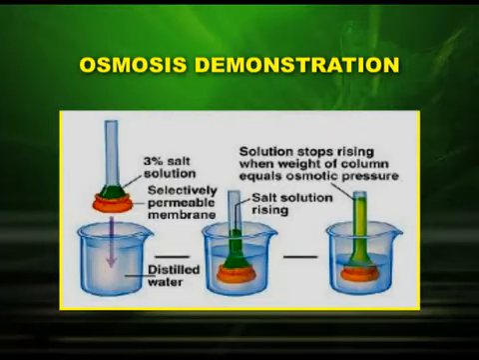Next, we can have another osmosis demonstration in the following diagram. Here you can see distilled water, and there is a 3% solute solution with a selectively permeable membrane. When this is put into distilled water, the solution stops rising when the weight of the column equals osmotic pressure, and here is the rise of the salt solution. So, there is movement of water molecules from a region of high concentration to a region of low concentration.